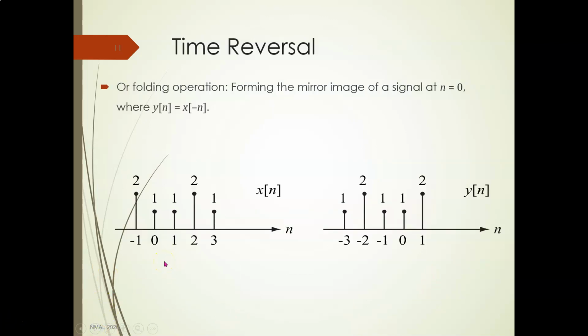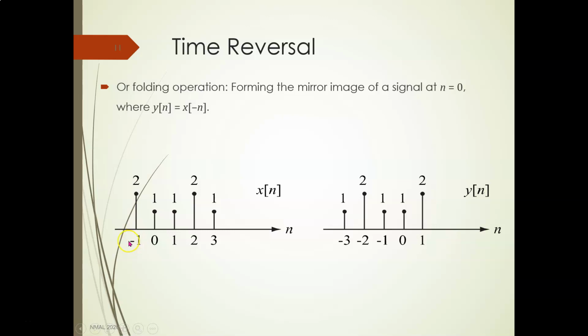Okay, the next one is time reversal. It's similar to the time continuous signal, in which it has what we call a folding operation, or the mirror image of a signal at n equal to 0. So where y[n] here is actually x[-n], the time here is reversed. If we have x[n] here with the values of 2, 1, 1, 2, 1 at n equal to negative 1, 0, 1, 2, and 3. So the values of n here will be reversed to other values. Okay, the same value but with different plus or minus sign here.